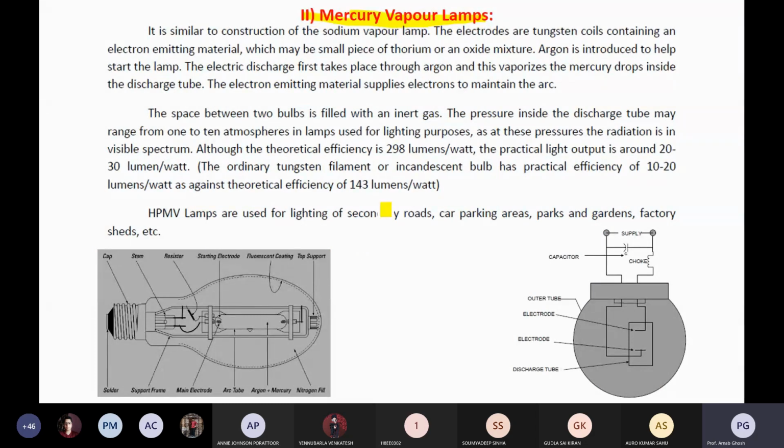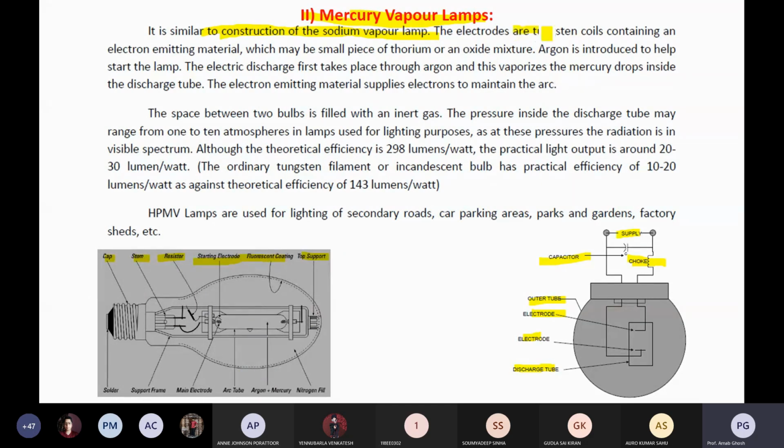Okay, so in case of the mercury vapor lamp, the same kinds of things are there, but instead of sodium you are using mercury. So the construction is more or less similar to the sodium vapor lamp. That construction is given here. Here you know that supply, then capacitor, then choke coil. The transformer is not present here. Then outer tube, electrodes, then discharge tube. Okay, all are there. Here we can see the cap, stem, resistor, starting electrode, and fluorescent coating. So all those things are present here.